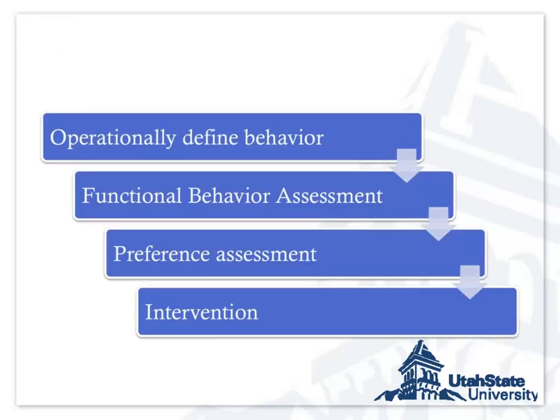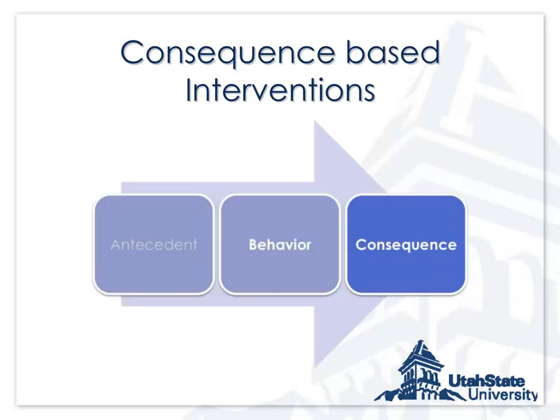After operationally defining a behavior, conducting a functional behavior assessment, as well as a preference assessment, the next step is to determine what intervention to implement. The next 3 modules will introduce a variety of interventions and how to select them. In this module, we will introduce consequence-based interventions.